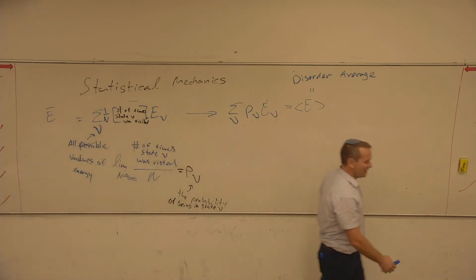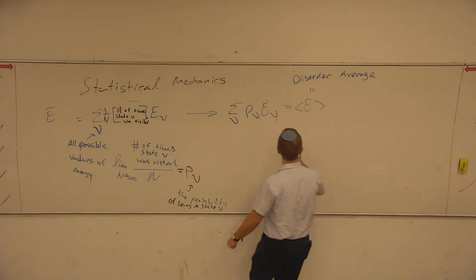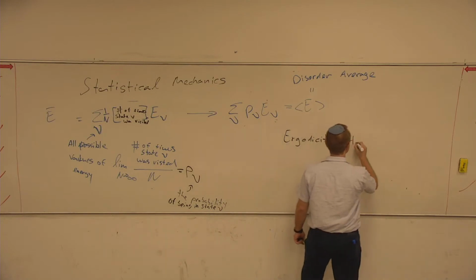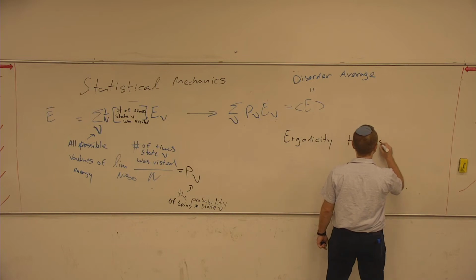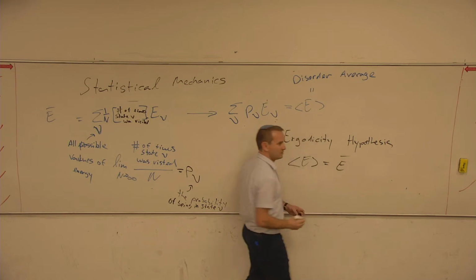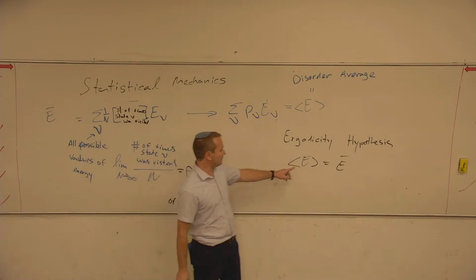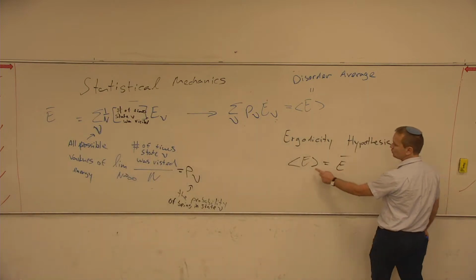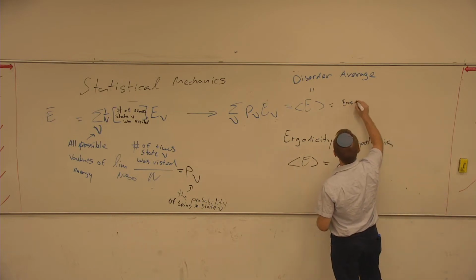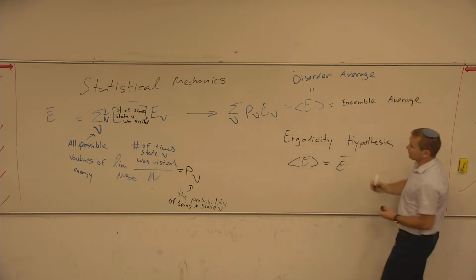This is the disorder average. And the basic assumption of statistical mechanics is called the ergodicity hypothesis: that E bar, the time average, equals the ensemble average. Ensemble average.